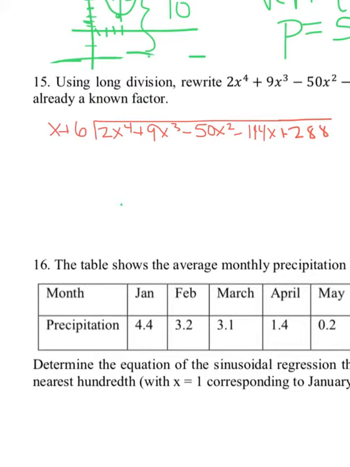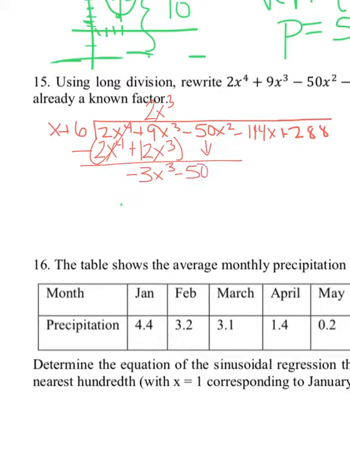So I do 2x to the 4th divided by x gives me 2x to the 3rd. That comes up here. I multiply it out. 2x to the 4th plus 12x to the 3rd. Right? I'm multiplying this times the divisor. Okay? I put this in parentheses and I subtract. 2 minus 2 cancels. 9 minus 12, negative 3, x to the 3rd. I bring down my next term, negative 50x squared.